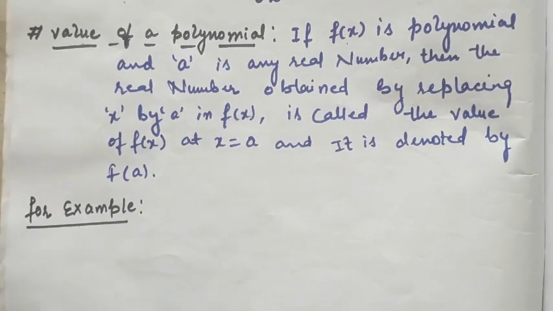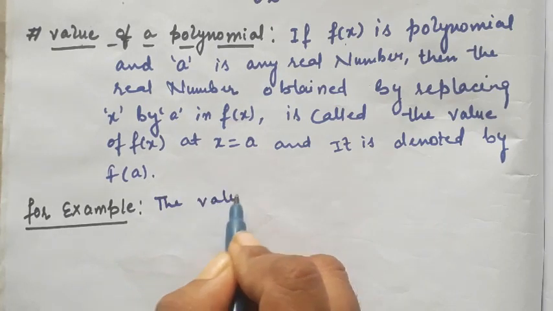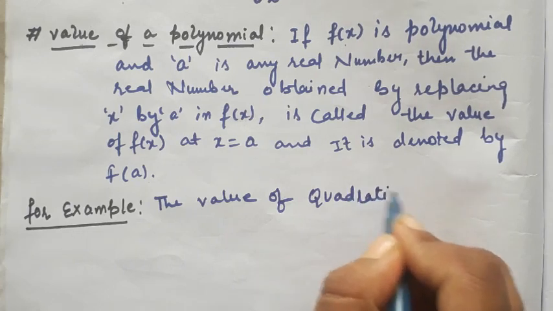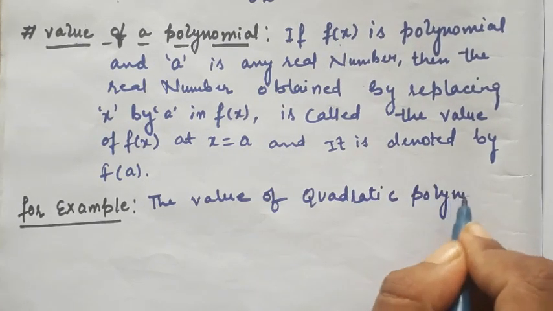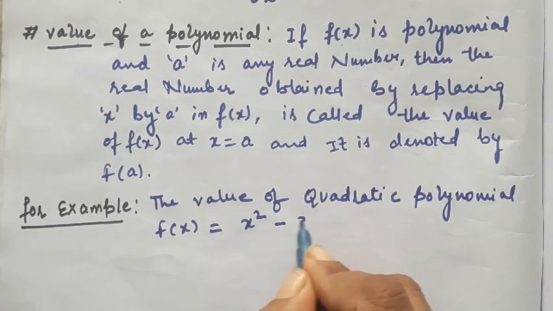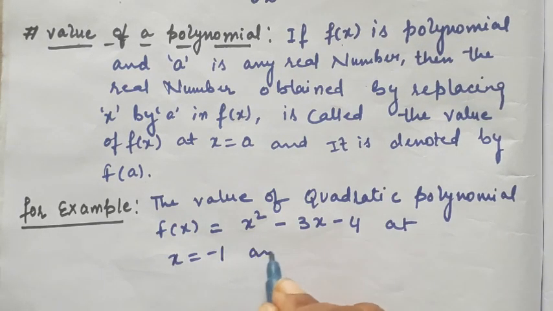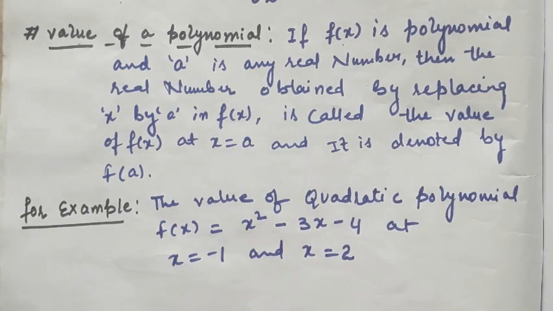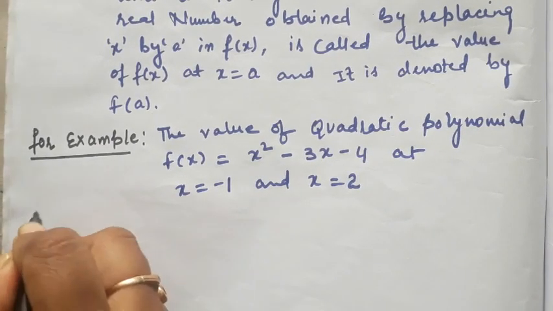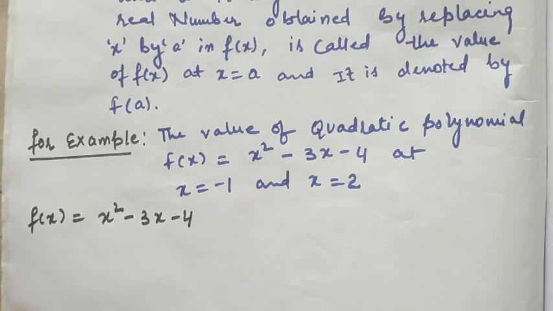See here, I am taking one example: the value of the quadratic polynomial f(x) = x square minus 3x minus 4 at x = minus 1 and x = 2. I will find it. Just see how I am finding it. See, this is f(x). f(x) = x square minus 3x minus 4. Right.